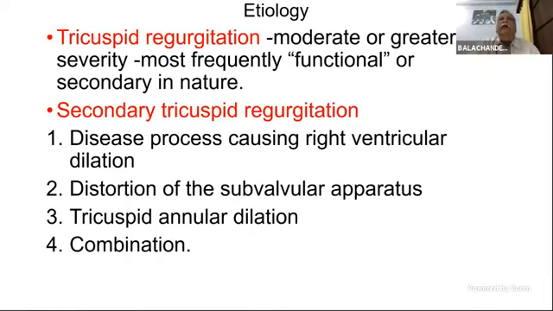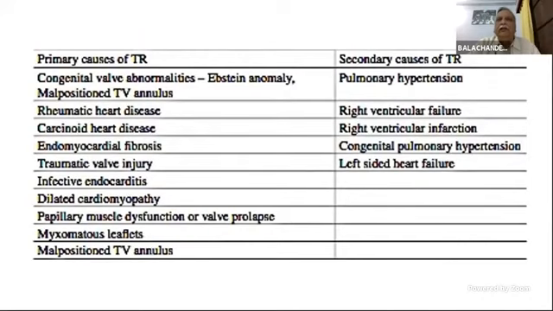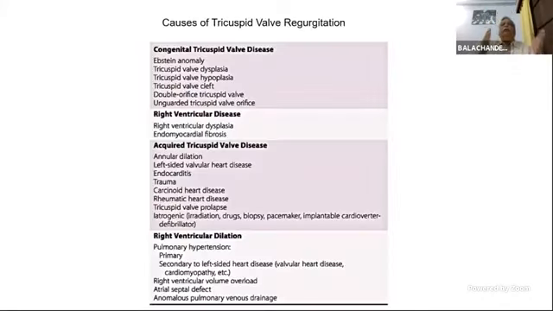So this is just the etiology of the tricuspid regurgitation. Next slide. We'll go through some of these slides a little rapidly because of lack of time. Next slide. And these are the primary causes, the secondary causes, which I said already. I have included that, including rheumatic, carcinoid, EMF, traumatic, infective endocarditis, dilated cardiomyopathy, etc.